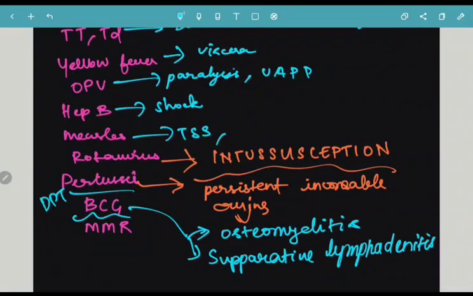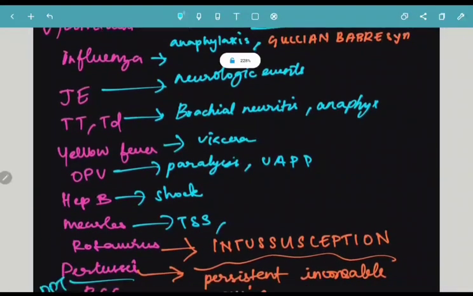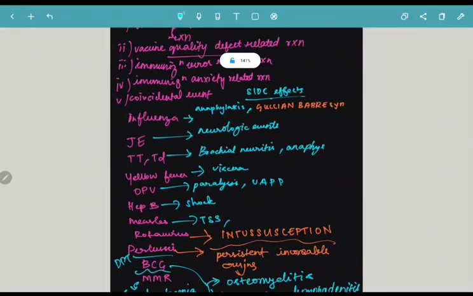So what are the two important side effects of BCG vaccination? Osteomyelitis and suppurative lymphadenitis. MMR vaccine causes thrombocytopenia. So these are certain side effects of some vaccines.